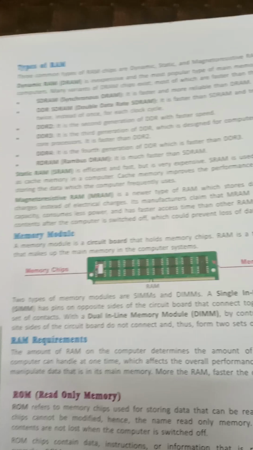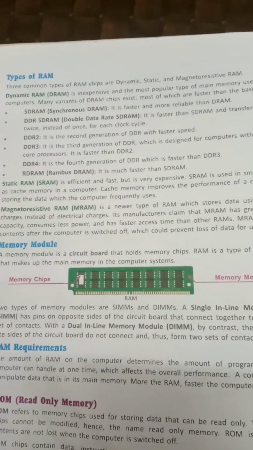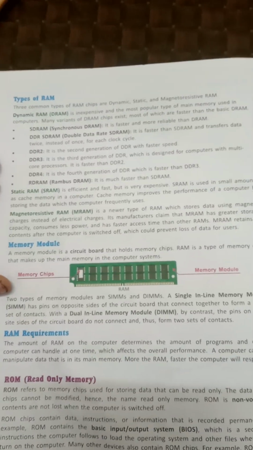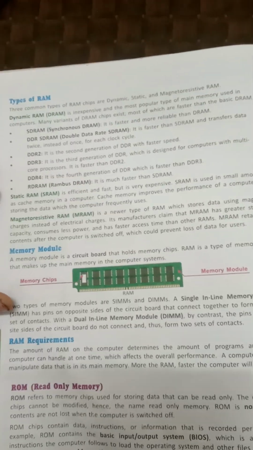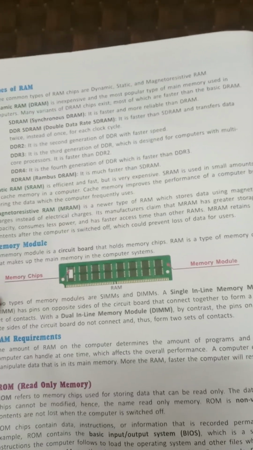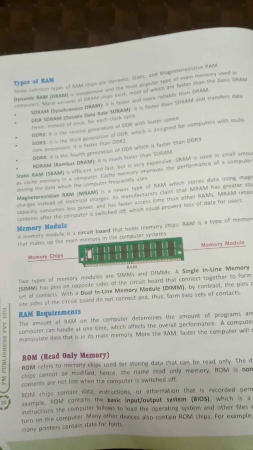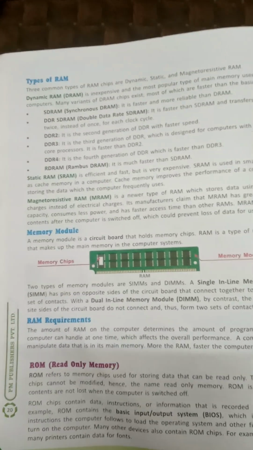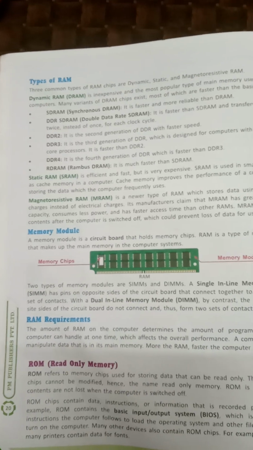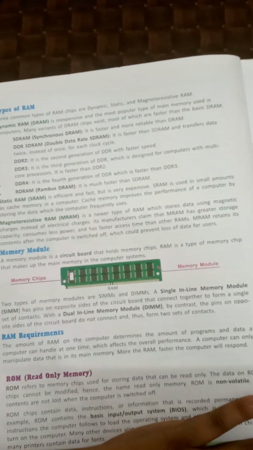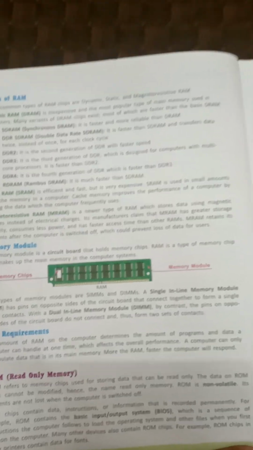Types of RAM. Three common types of RAM chips are dynamic, static, and magnetoresistive RAM. Dynamic RAM (DRAM) is inexpensive and the most popular type of main memory used in computers. Many variants of DRAM chips exist, most of which are faster than the basic DRAM. SDRAM, synchronous DRAM, is faster and more reliable than DRAM.